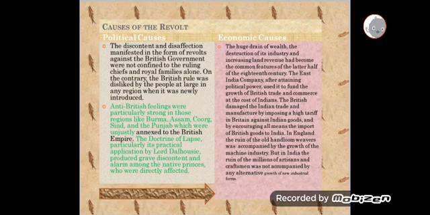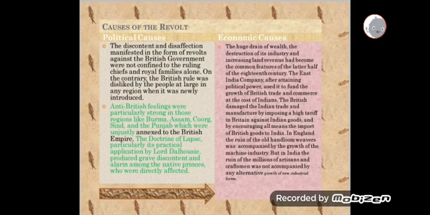The discontent and disaffection manifested in the form of revolt against the British government were not confined to the ruling chiefs and royal families alone. On the contrary, British rule was disliked by the people at large from the time it was newly introduced. Anti-British feelings were particularly strong in regions like Burma, Assam, Coorg, Sindh, and Punjab, which were unjustly annexed to the British Empire.